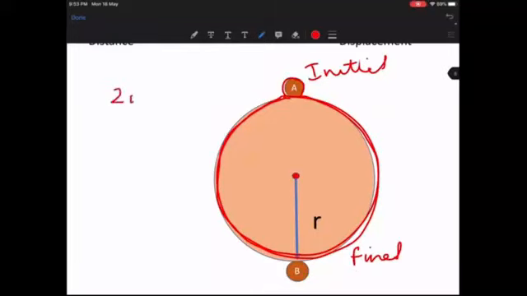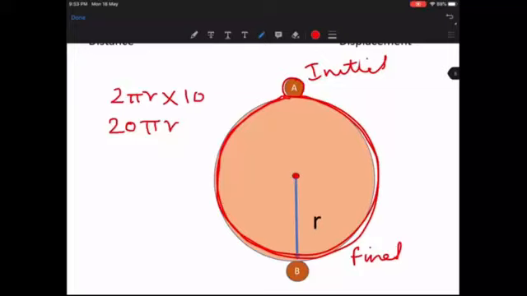The circumference is 2 pi r, where r is the radius. So he has taken 10 rounds, so it will be 20 pi r distance. If I give you the value of r, you can substitute and tell me what is the actual distance.